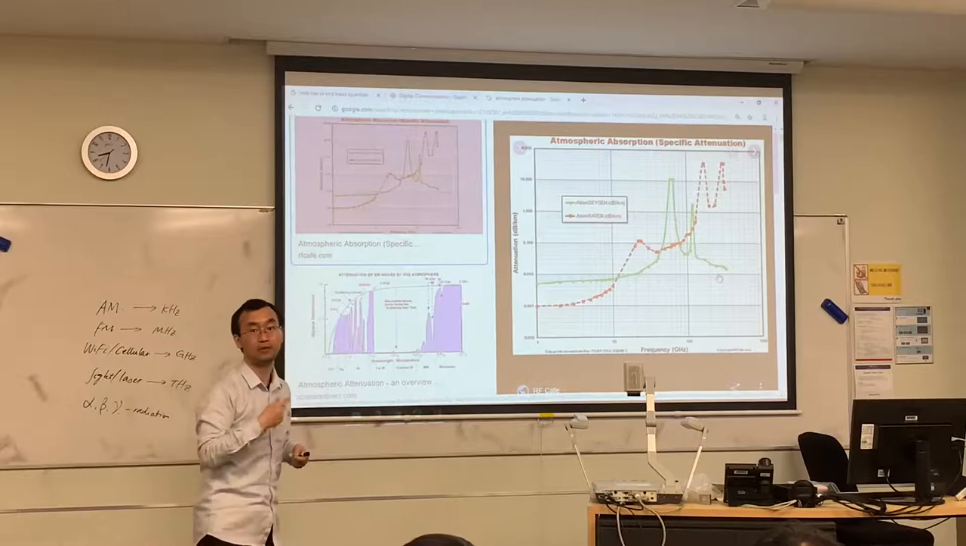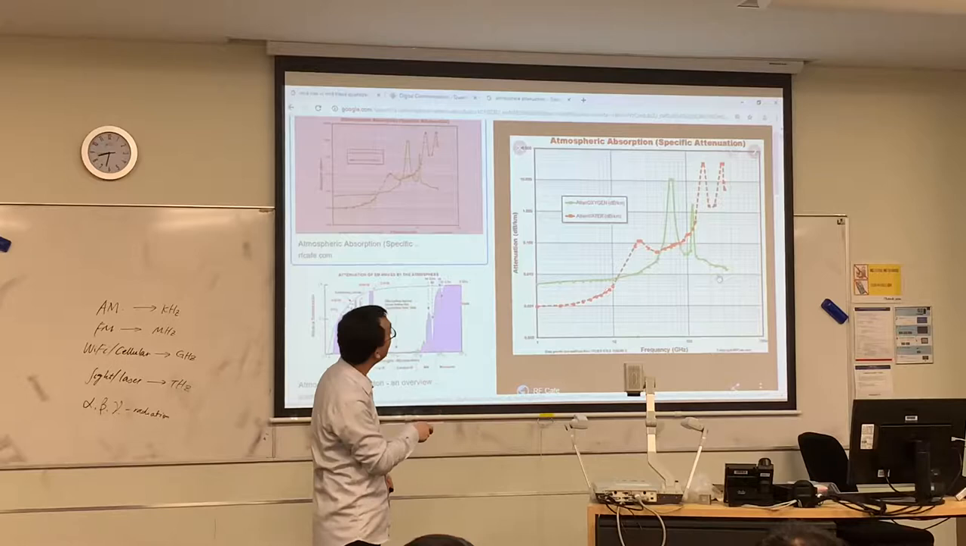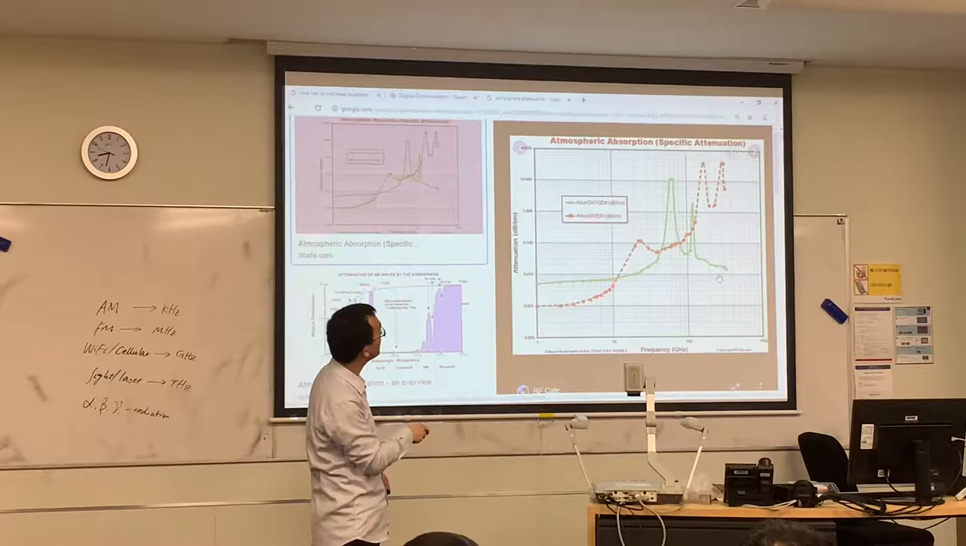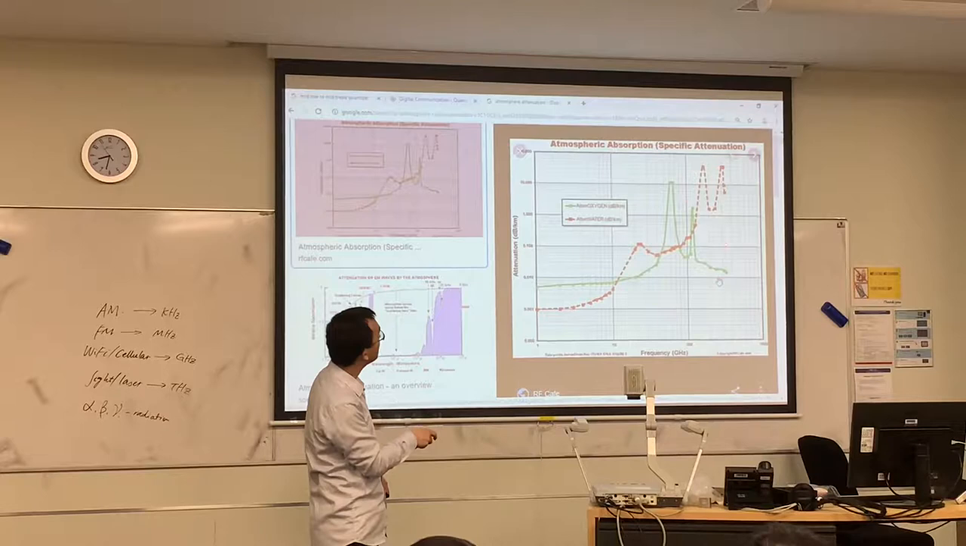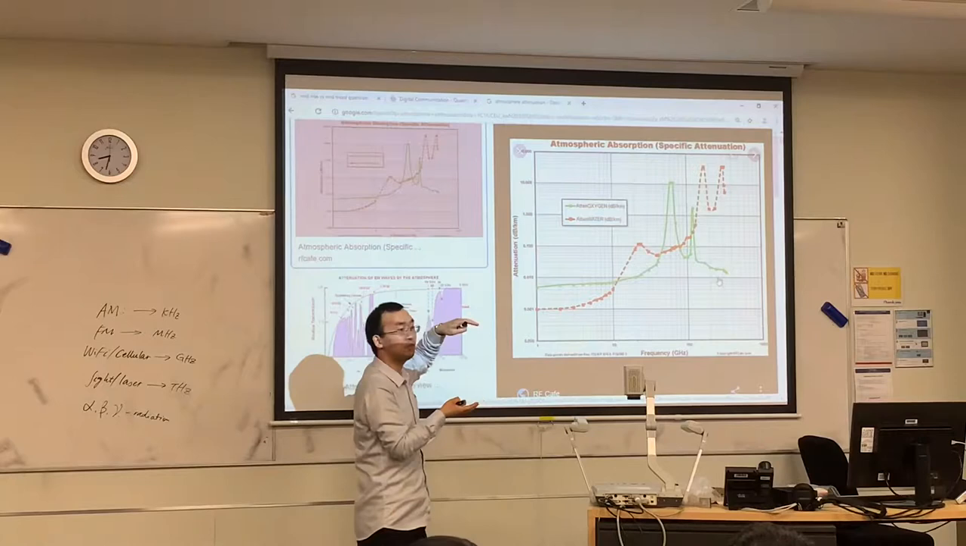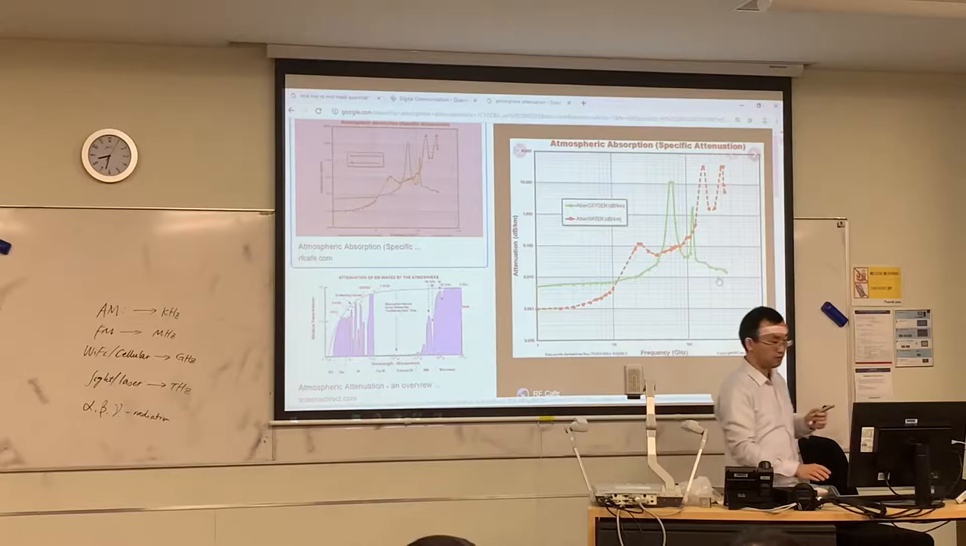So this one shows you the different attenuation, right? The red one is the attenuation by water, just the vapor of the water. Then the green one is by oxygen. We have other types of gas inside the atmosphere. So the total effect is the combined effect. So you will see how they choose the channel, right?